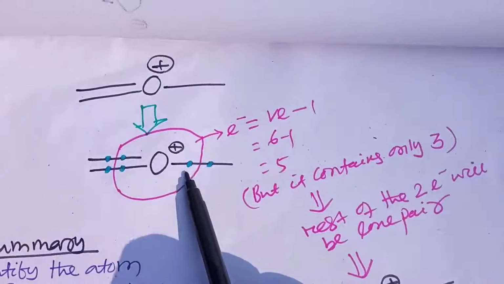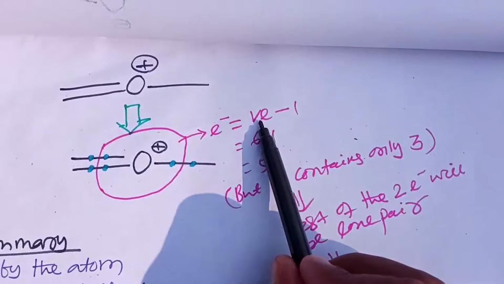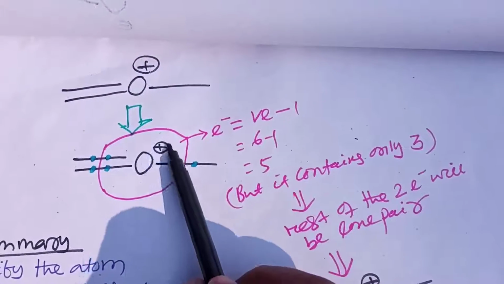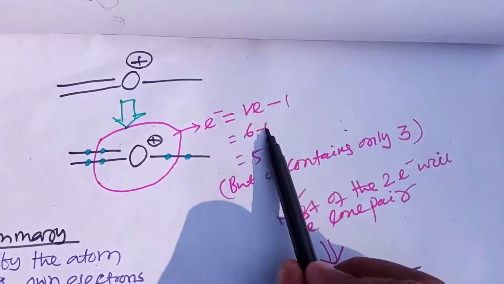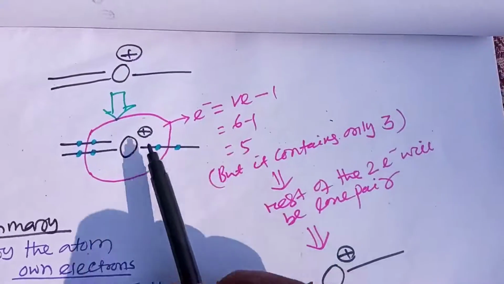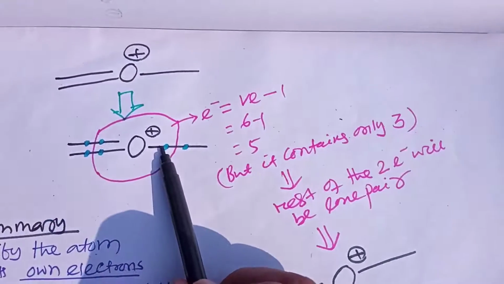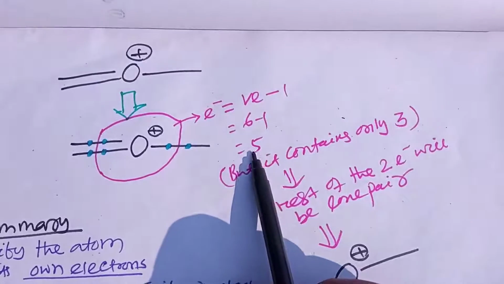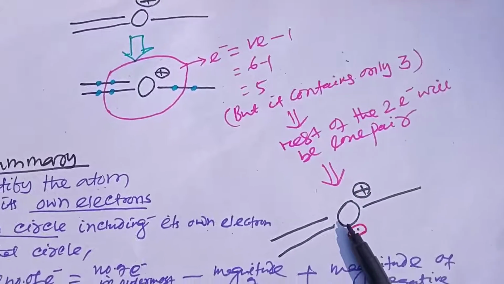We made a circle around it, and within that circle, the total number of electrons would be the valence electrons of oxygen. And since it contains a positive charge, we have to subtract it. So it will be 6 minus 1, that will be 5. But within this circle, the total number of electrons is 1, 2, and 3. The rest of the 2 electrons will act as a lone pair, so it contains one lone pair.